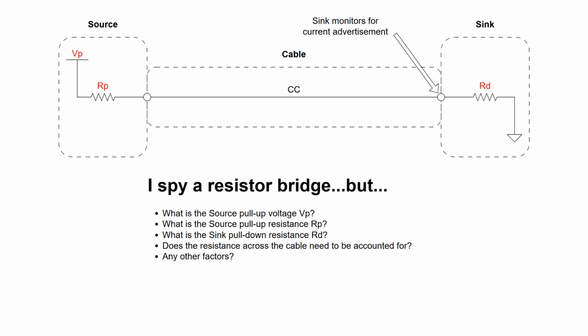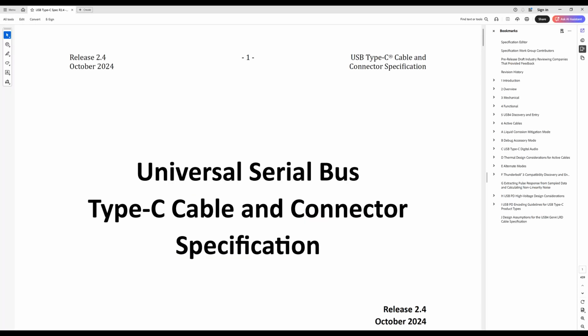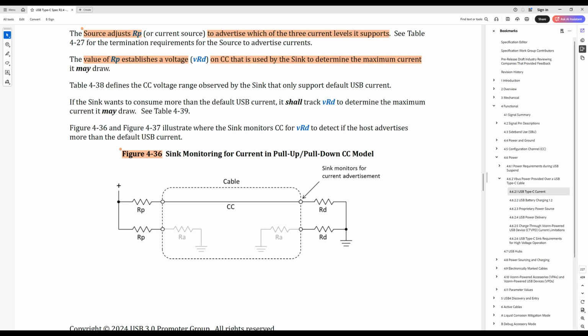How does the source communicate the advertised current limit to the sink? Let's jump into the USB Type-C cable and connector specification to find the answer. Figure 436 shows the pull-up, pull-down CC model of the connection between the source and sink.